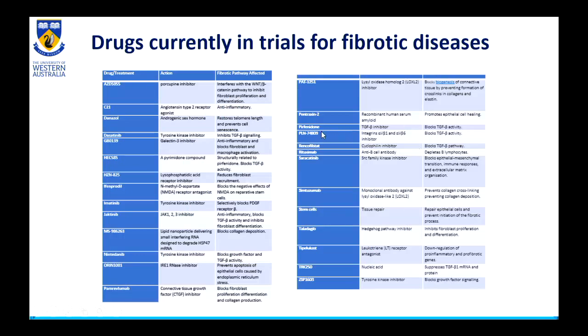So these are just some drugs, and again, I don't want you to pay attention to this at all. It's just to show you that there's a whole range of drugs which are currently in trial for different fibrotic diseases. This is not just for IPF, this is for others as well. But what I wanted to point out here is the ones that are ringed, all those that are blocking TGF-beta. So we're still trying to block TGF-beta.